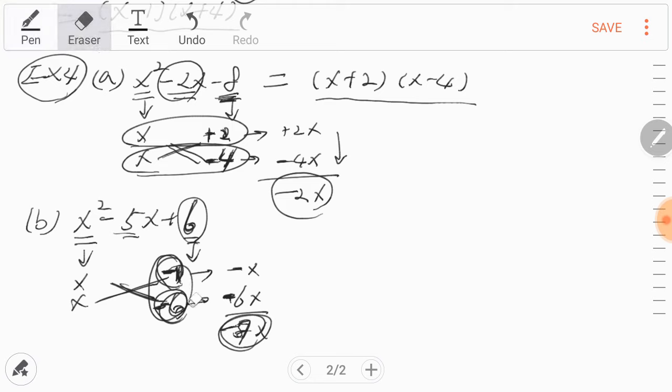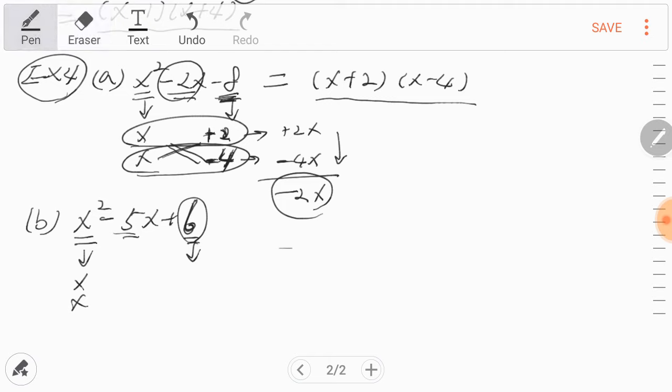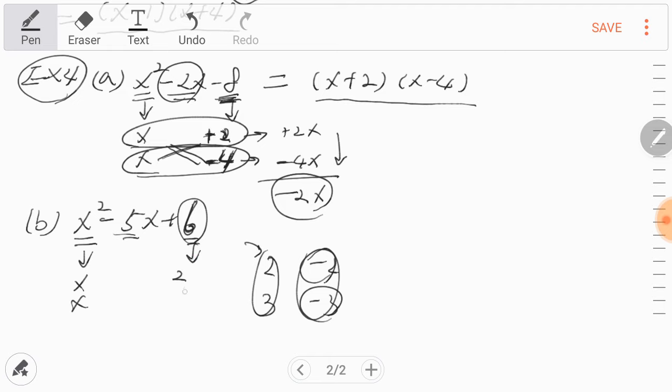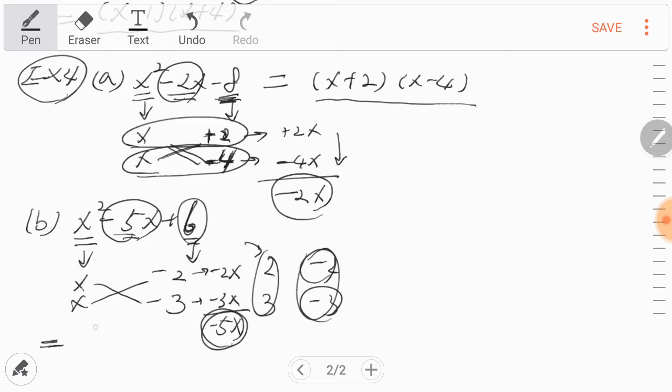So let's try another one. 6 can be written as 2 times 3. 2 times 3 is 6, or negative 2, negative 3, the product of these two numbers is also positive 6. So we can use either this or this. Let's try 2 times 3, and then we put both negative, so this product is negative 2x, this product is negative 3x. The sum is negative 5x. So we're done. The factor form is the first line x minus 2 times the second line x minus 3.